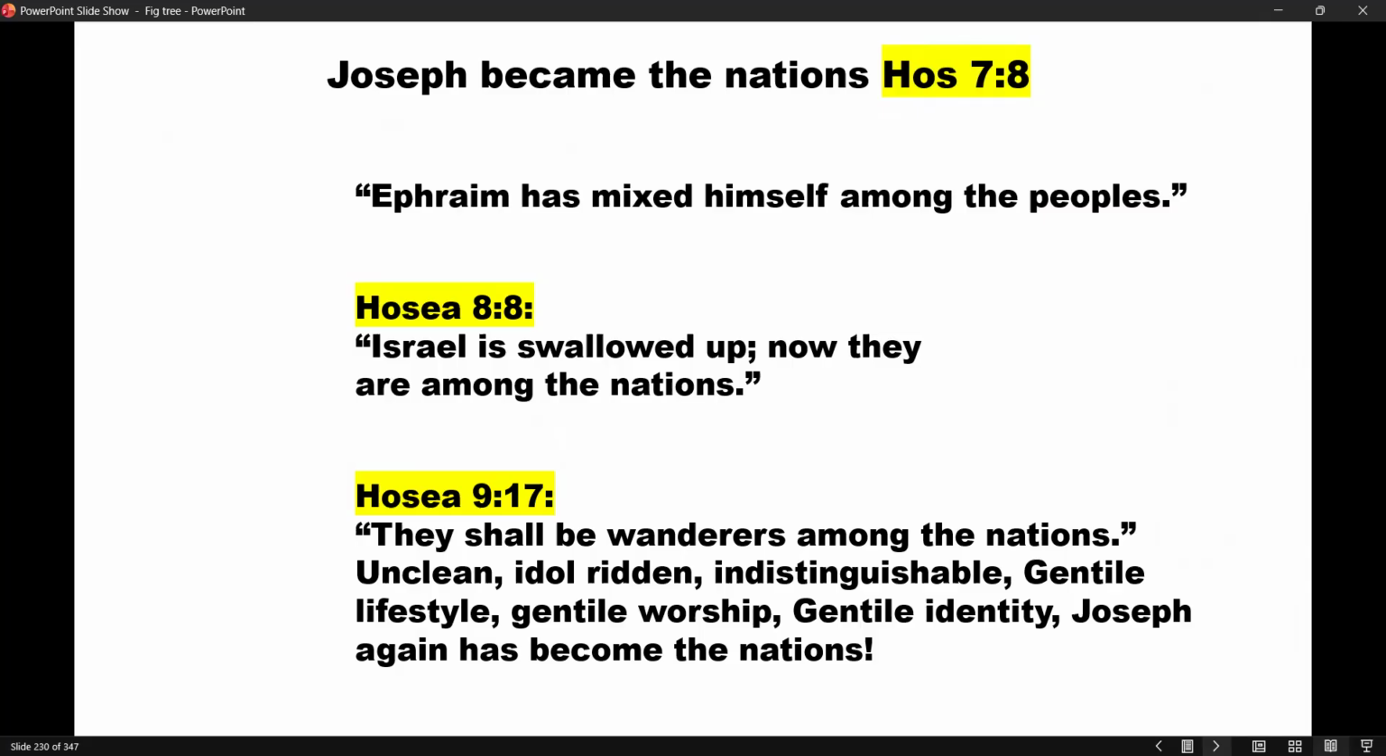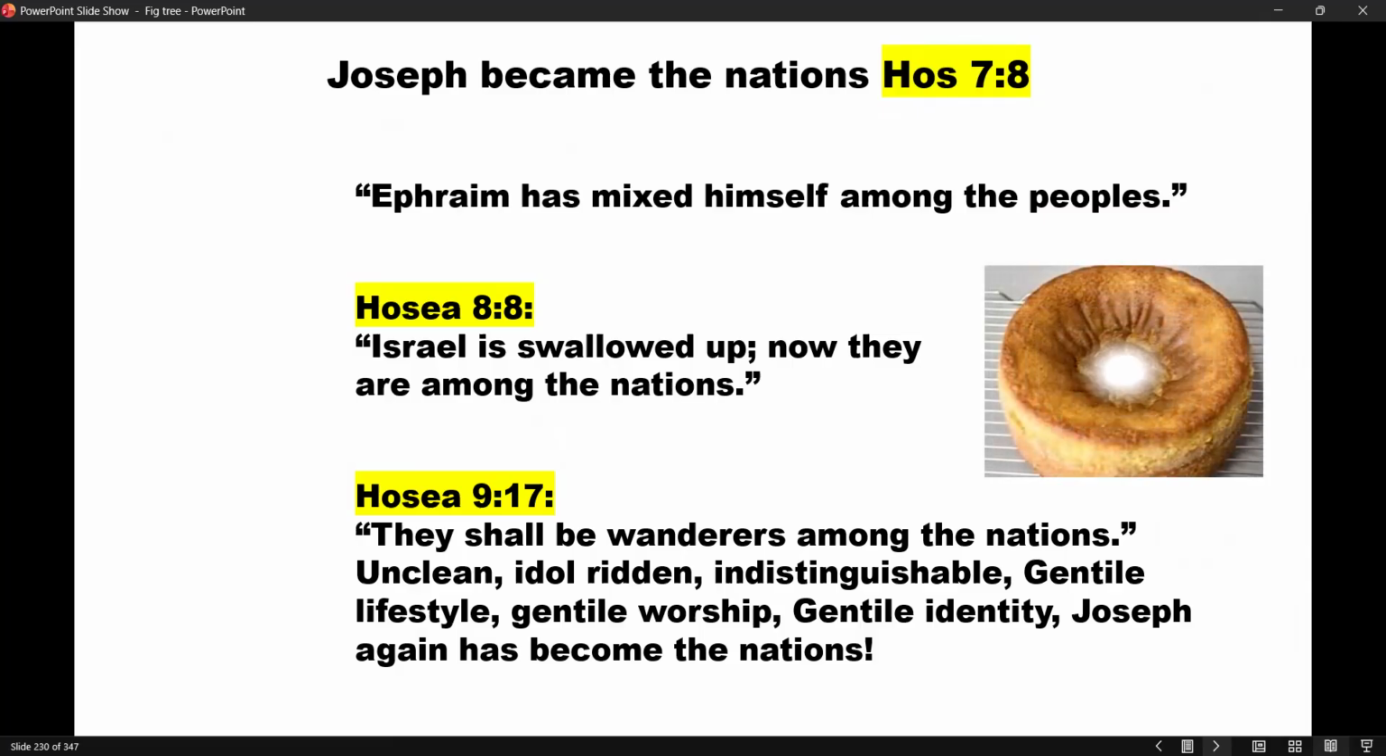So we just have to accept the facts. We're not trying to make anybody feel good. We're just trying to give you truth. So a cake is many colors.